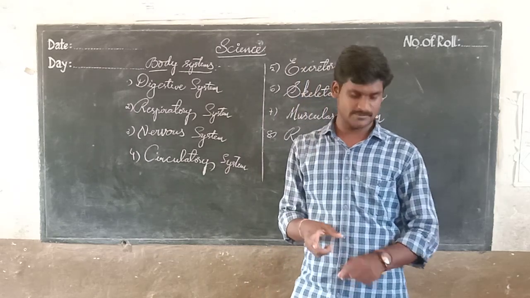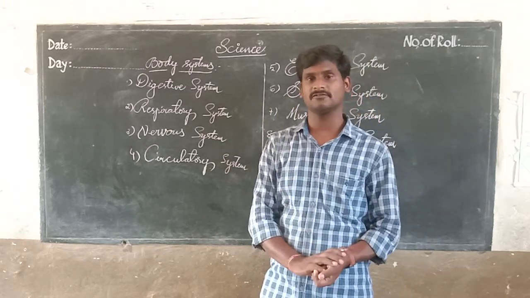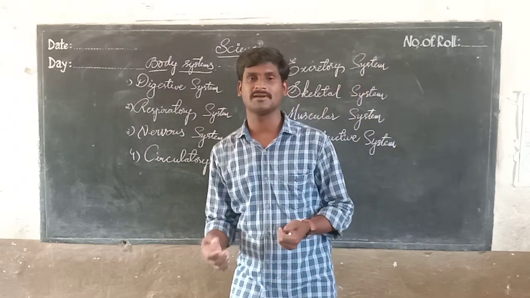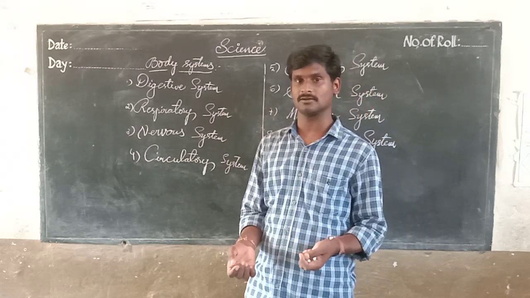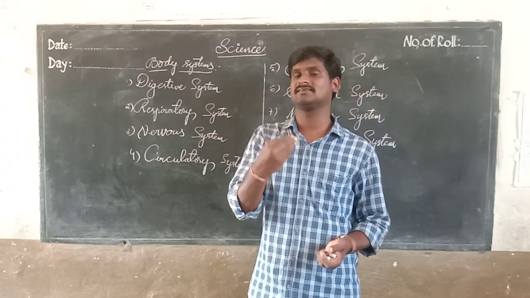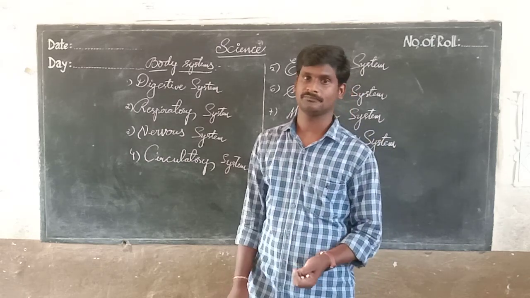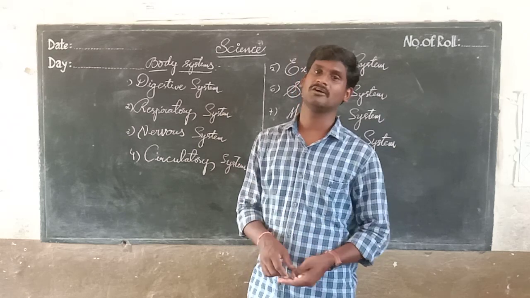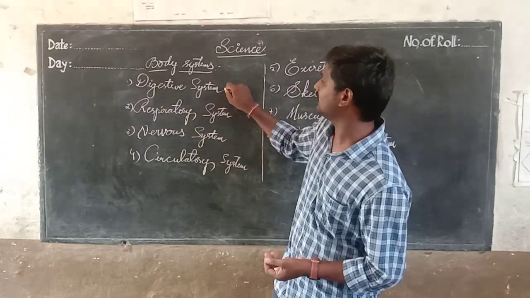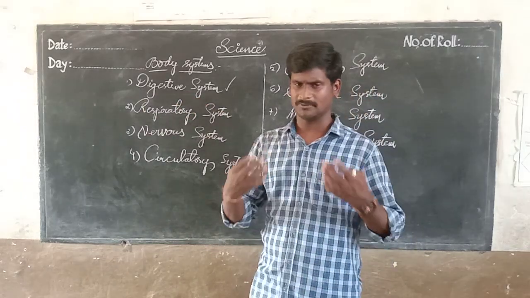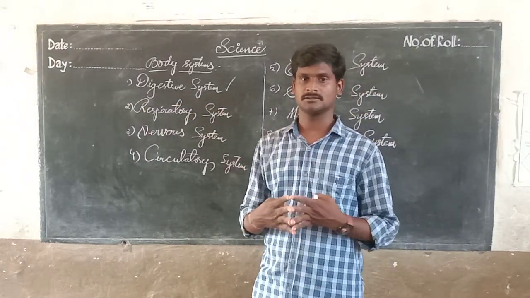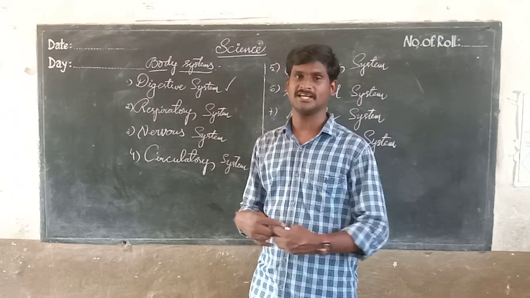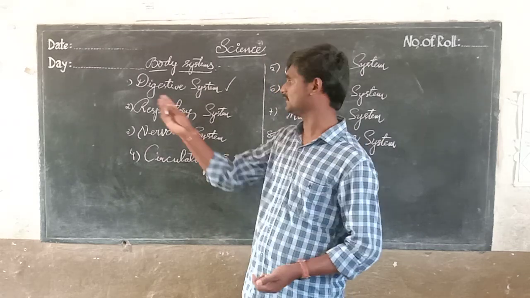If your food has to be digested, there definitely needs to be some chemicals. Those chemicals are like acids, and our saliva also participates. The saliva also helps in the digestion of food. The digestion of food is done by the digestive system. I told you the parts: mouth, teeth, tongue, food pipe, stomach, small intestine, large intestine. These work in the digestive system.